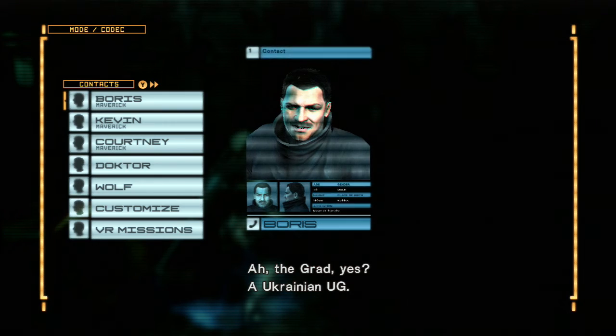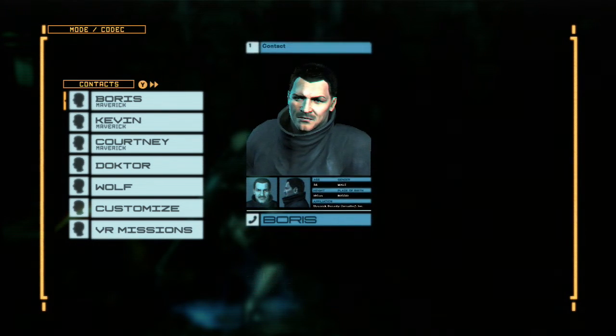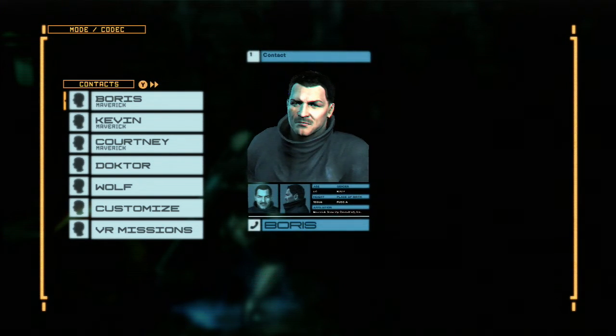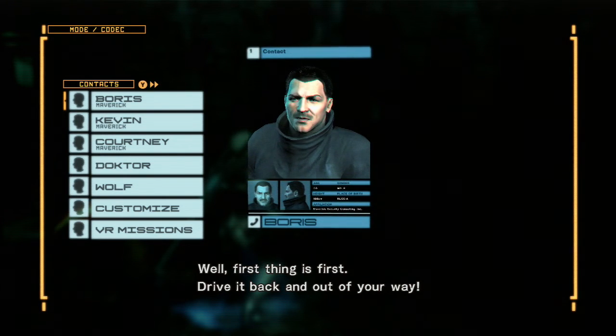The Grad, yes. A Ukrainian UG. Of all the places to run into one, eh? Well, first thing is first. Drive it back and out of your way.